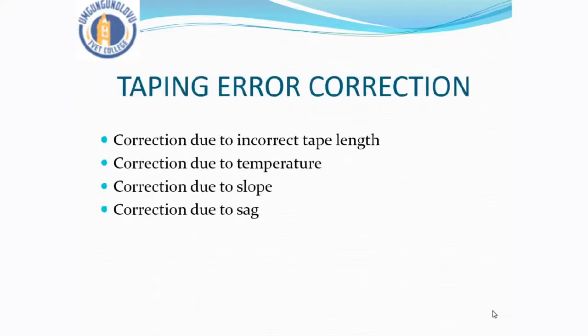So basically today we'll be answering previous question papers that are related to the taping error correction. We'll be doing corrections due to incorrect tape length. Maybe we are taping with a tape that is too short or too long. Then we need to do the correction. And we also have to do the correction due to temperature.